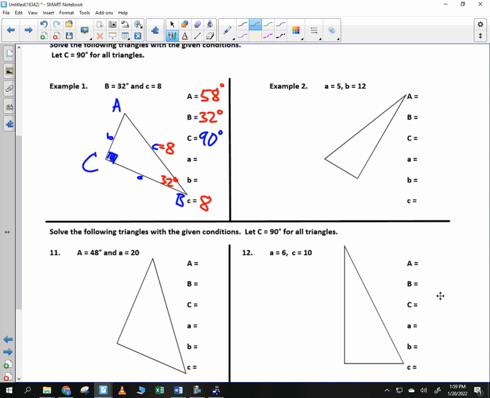Gavin, would you like to use angle A or angle B? Angle A. Gavin would like to use angle A. He's going to use angle A, which is 58 degrees. Let's now label opposite, adjacent, and hypotenuse. Opposite or adjacent? This is opposite. This is hypotenuse. Because we are talking about 58 degrees.